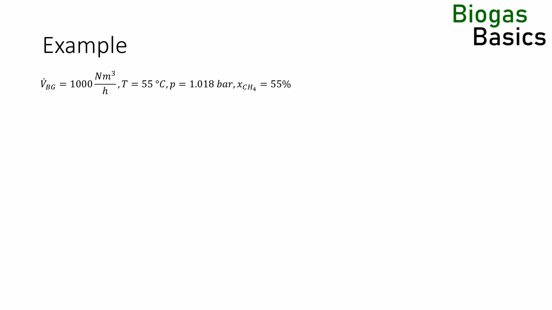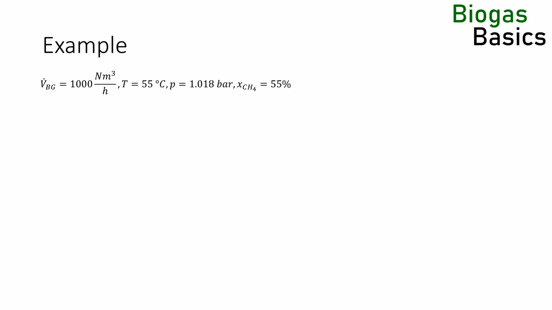Let's do an example. A flow of 1000 norm cubic meters per hour of biogas with a methane content of 55% flows from a digester that operates at 45 degrees Celsius. The relative pressure is 5 millibars gauge, the ambient pressure is 1 atmosphere, and the absolute pressure of the gas is 1.018 bars.